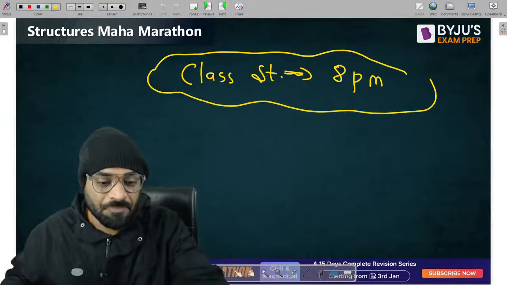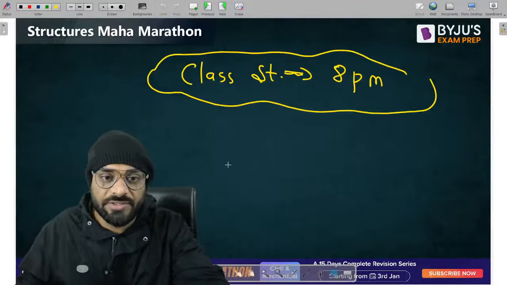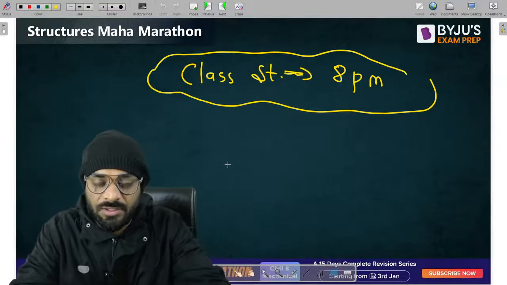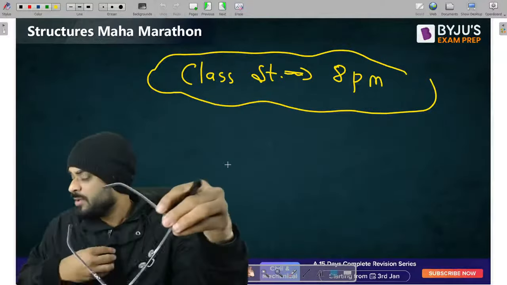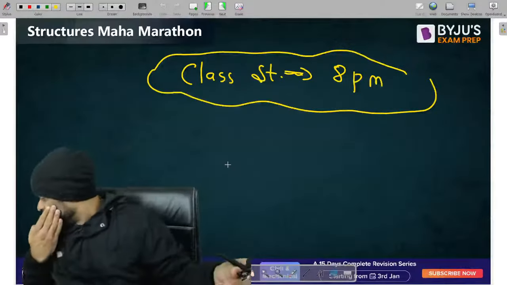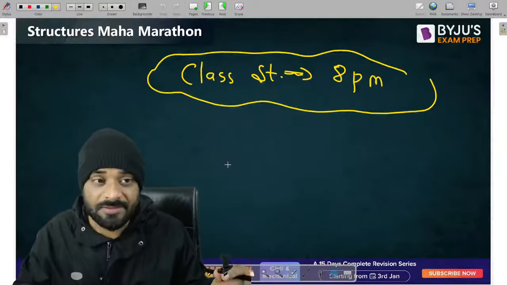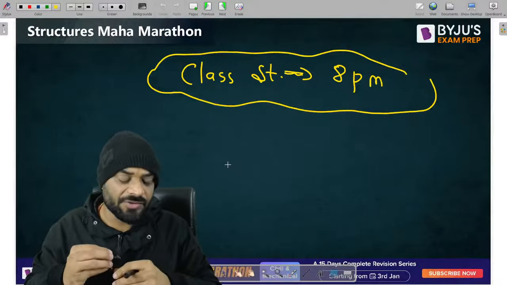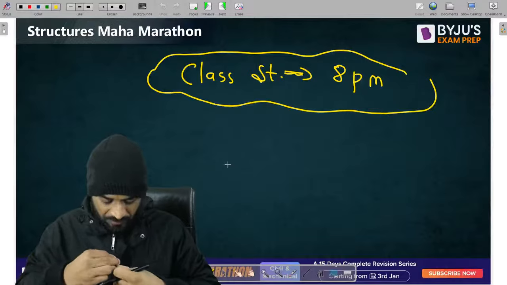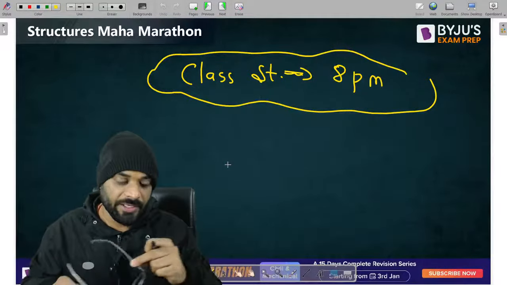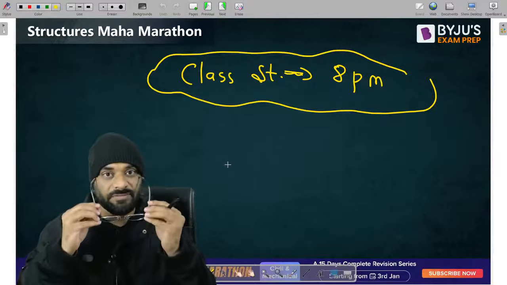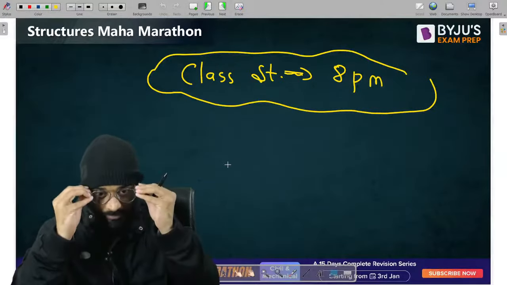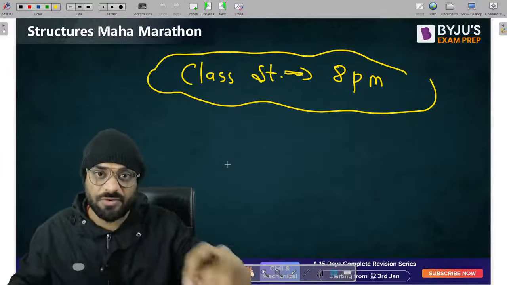Okay, perfect. So let's continue our session, guys. As we have discussed the moment distribution method and slope deflection method, and the strain energy method, now we have to start arches, cables, the ILD part, and the flexibility and stiffness matrix. So these are the topics which we still have to discuss.